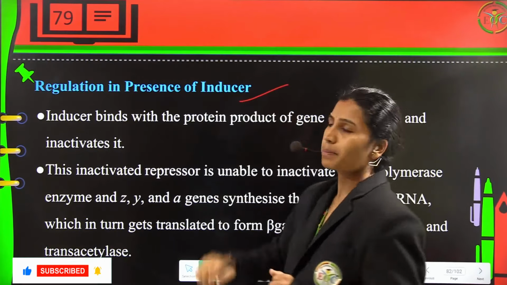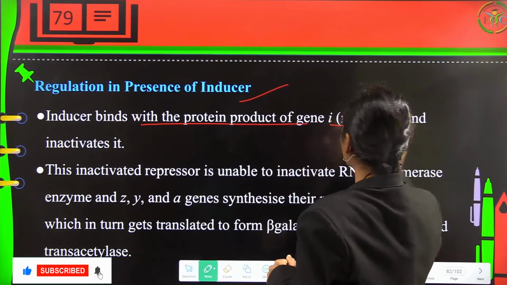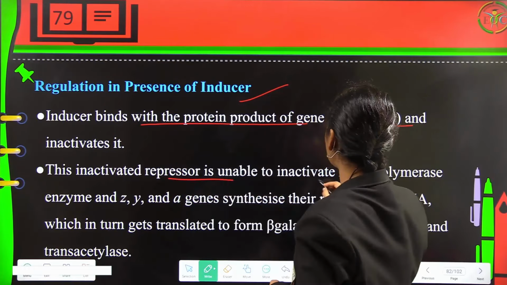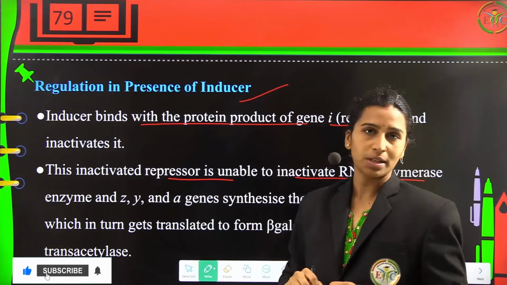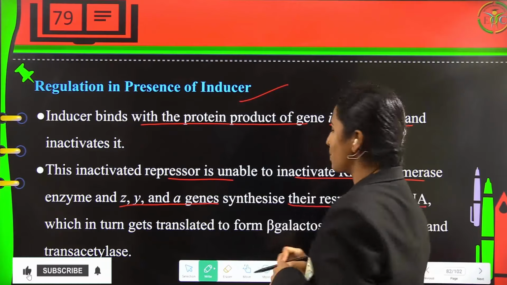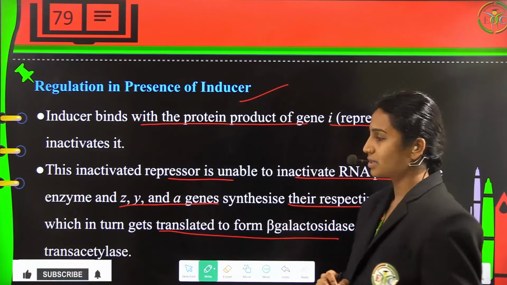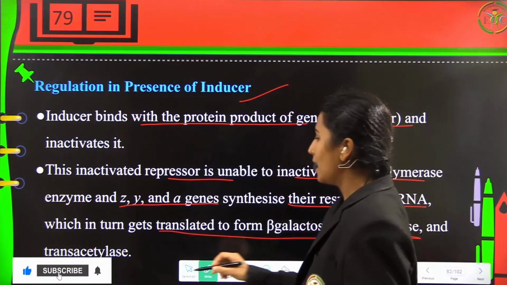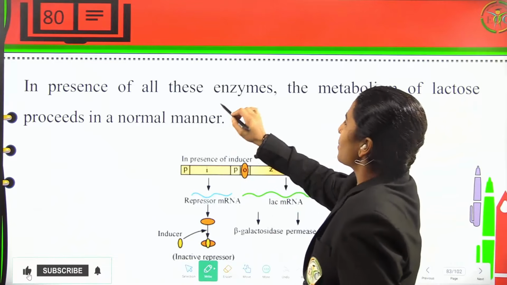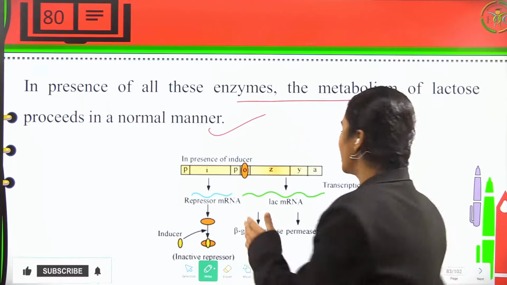Now, regulation in the presence of inducers. The inducer will bind to the protein product of gene I, which is the repressor, and inactivate it. This inactivated repressor is unable to block the RNA polymerase enzyme, and therefore the Z, Y and A genes will synthesize their respective mRNAs, which in turn get translated to form beta-galactosidase, permease and transacetylase respectively. So in the presence of all the enzymes, the metabolism of lactose proceeds in a normal manner.